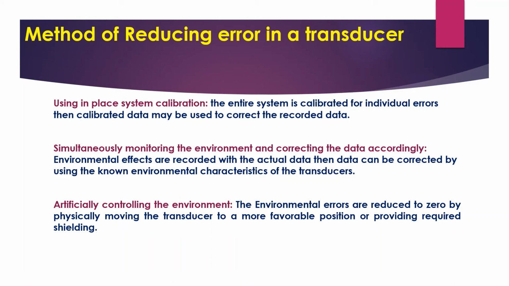So what you should do is either switch off the AC, or if you can't do that, take the patient and the monitoring system to a separate place where you don't have this type of error. So artificially controlling the environment means environmental errors are reduced to zero by physically moving the transducer to a more favorable position or providing required shielding. So that is what I have mentioned. This is all about methods of reducing error in a transducer.